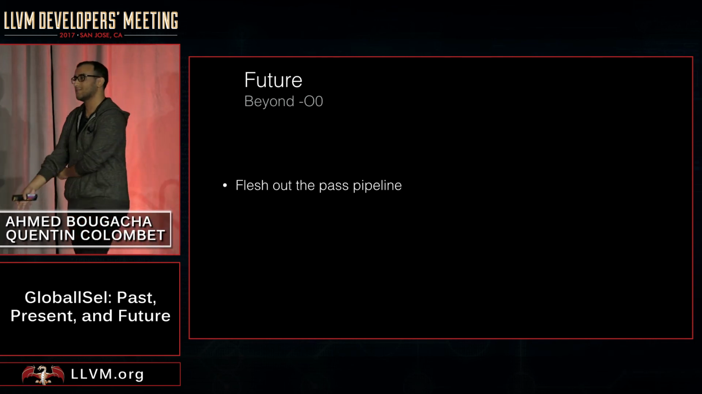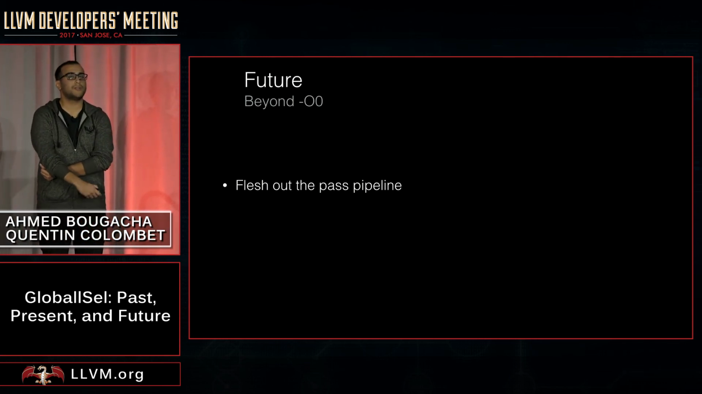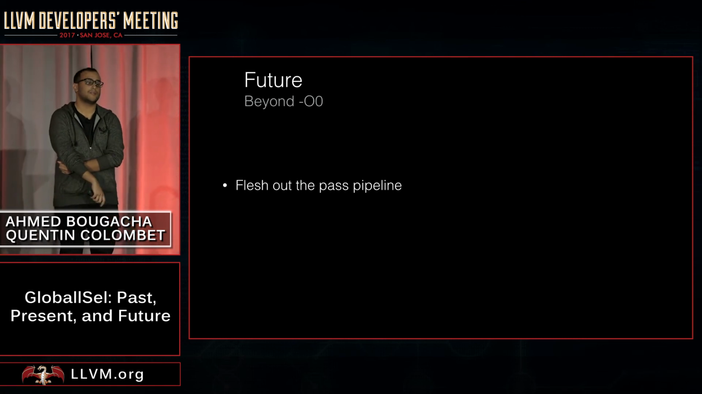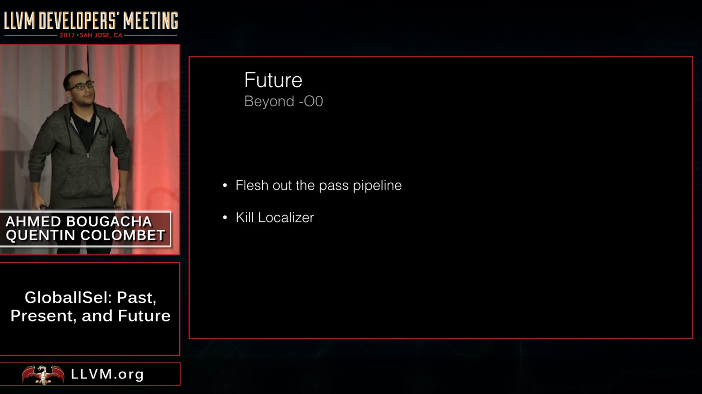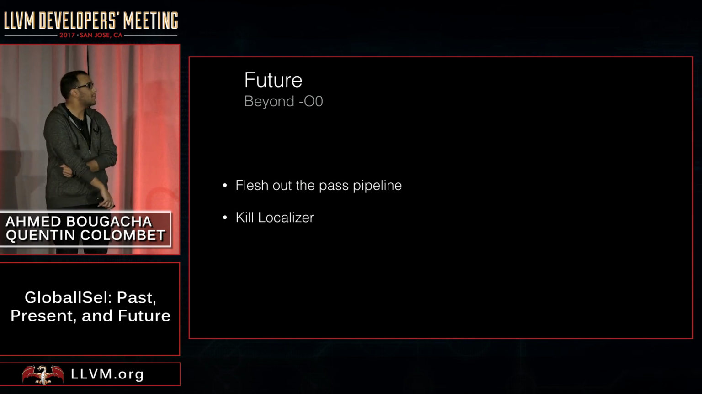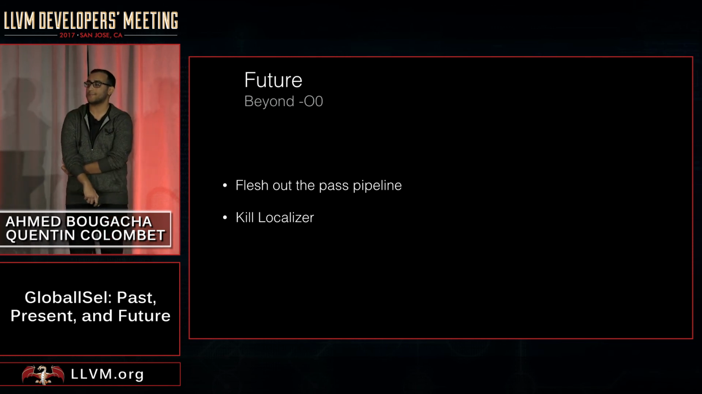So for moving beyond O0, we want to flesh out the rest of the pass pipeline. Right now, we only ever use a fixed pipeline of these 5 passes. And we could reuse some of the existing ones and add others. So for instance, machine CSE is the obvious one. We also want to kill the localizer. As we explained, that's really working around deficiencies of the fast register allocator. So Matthias had some ideas for improving the register allocator, but we also think that maybe there's some chances for improving the greedy register allocator so that it's not as expensive, so that somehow we can move forward and stop generating bad spills at O0.